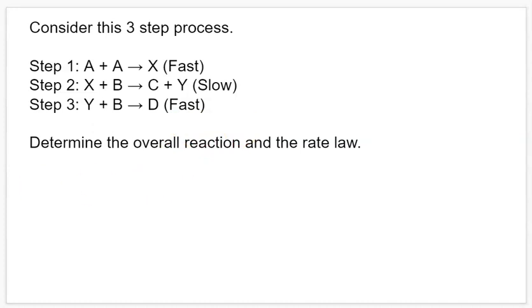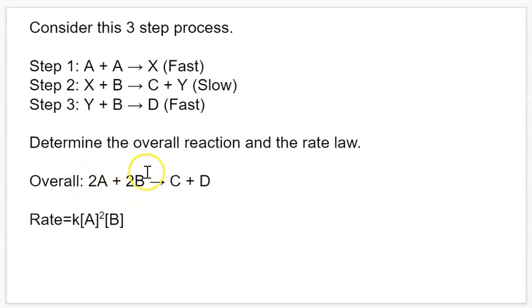So we can start summing everything up. If we were to do this, we'd end up with 2A plus 2B making C and D, because we can identify that the X and the Y are going to be intermediates. The X is produced in the first step and consumed in the second, and then Y is produced in the second step and then consumed in the third. We had 2A's reacting in step 1, and then 1B from step 2, and then 1B from step 3. And then overall, the products that we make are 1C and 1D.